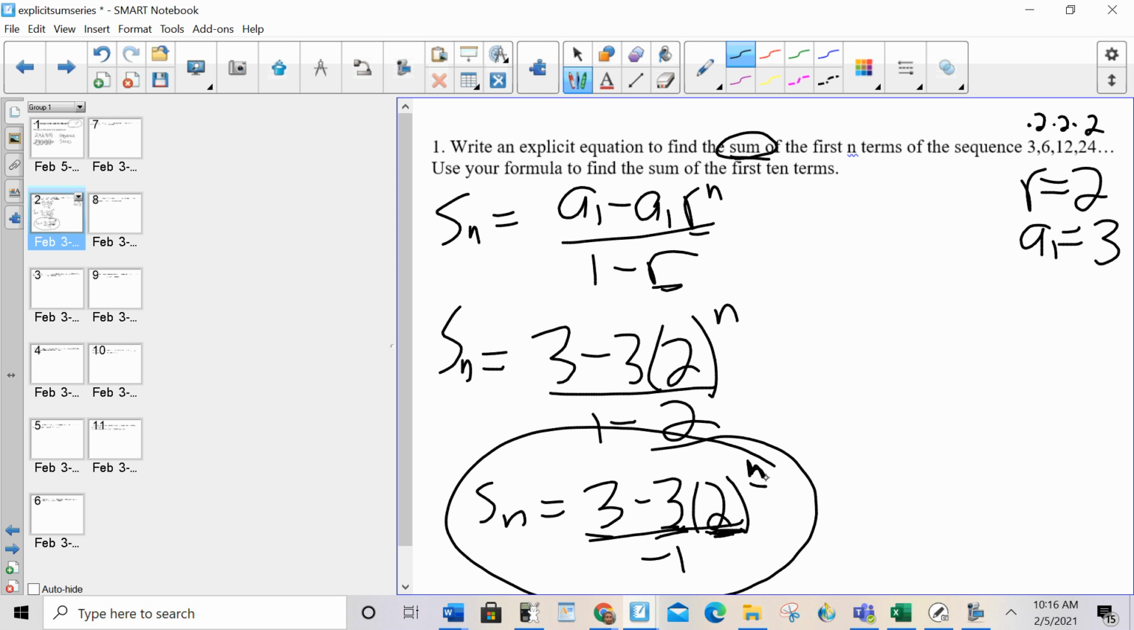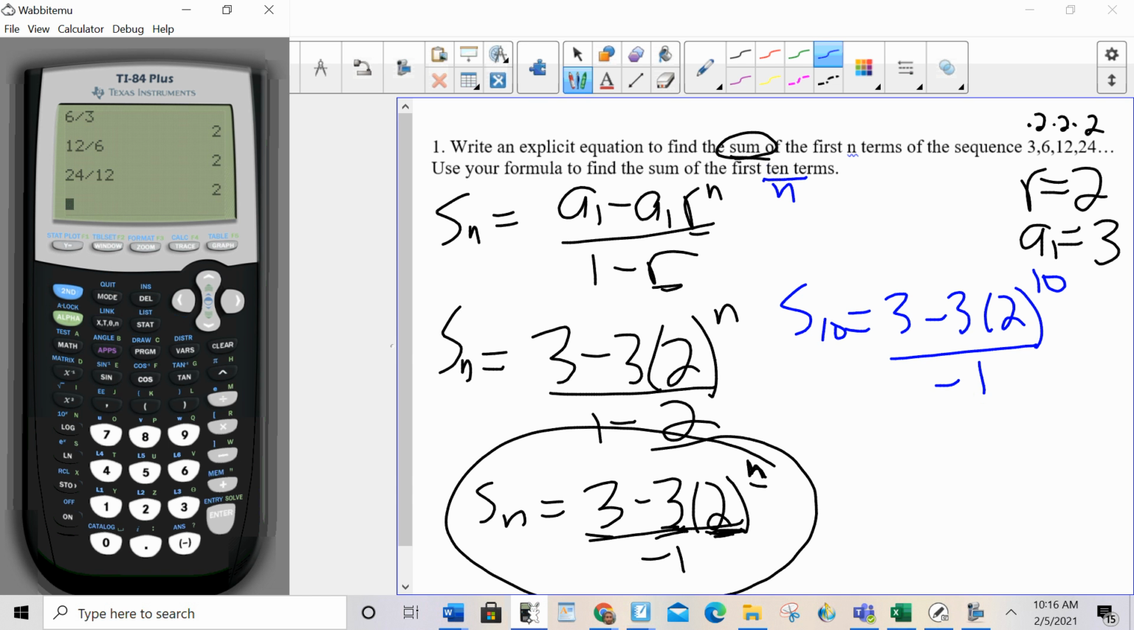Now that I have that, if I want to find the sum of the first 10 terms, that's n. So now I can do S of 10 equals 3 minus 3 times 2 to the power of 10 over negative 1. Alpha y equals, enter, 3 minus 3 times 2 to the power of 10 over negative 1, 3069.